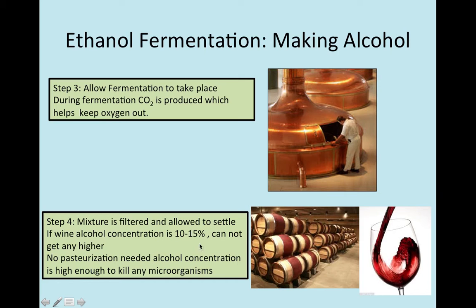And that's why we can't get alcohol naturally, without distilling it, higher than 10 to 15%. As soon as it gets to around 10 to 15%, it becomes so poisonous that all the yeast die. And when all the yeast die, they can't perform anaerobic cellular respiration, and they won't produce any ethanol.